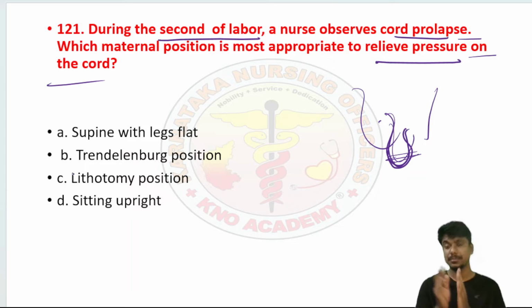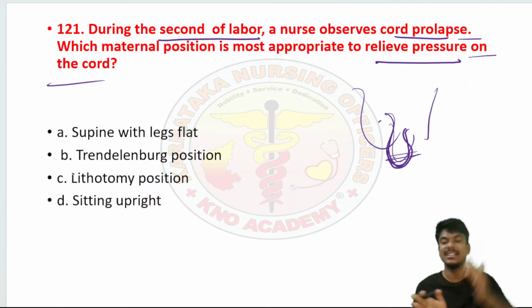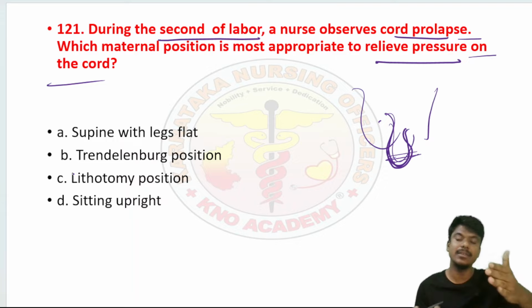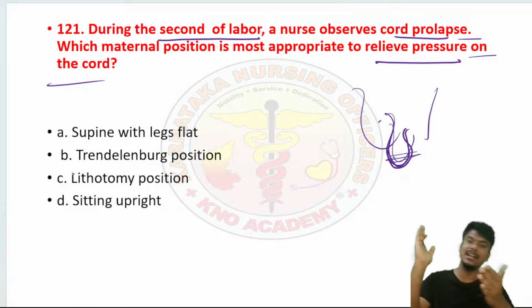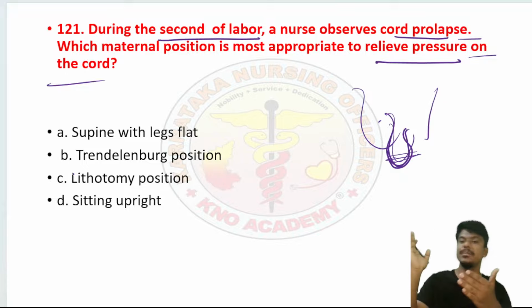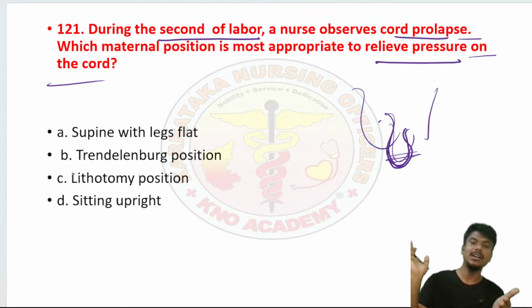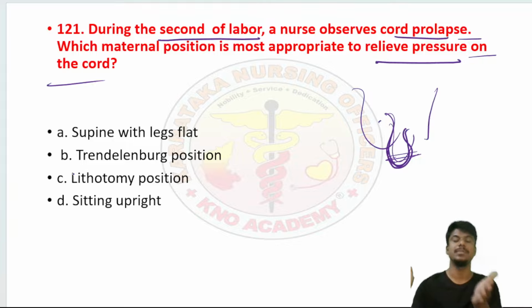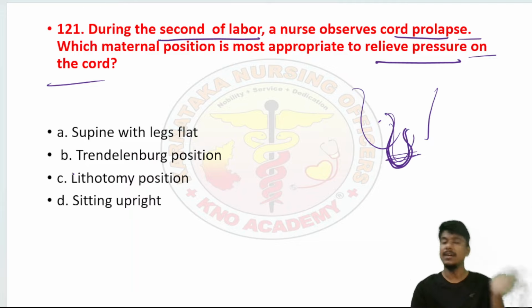Here, if the umbilical cord is prolapsing and is compressed by the fetal head, we have to remove the compression. We have to take the fetal head away from the umbilical cord. If you give Trendelenburg position, if you raise the foot end of the patient, the fetal head will go automatically towards the head end, the fundus part, along with the gravitational force. That will relieve the fetal head compression on the umbilical cord.